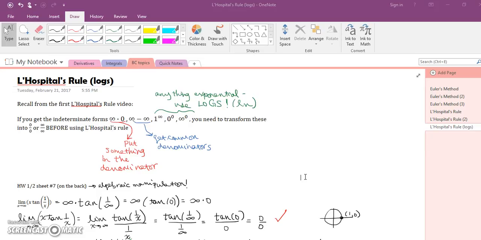Now, the one that you really have to do over break is improper integrals. I'm working on that one right after I finish recording this one.